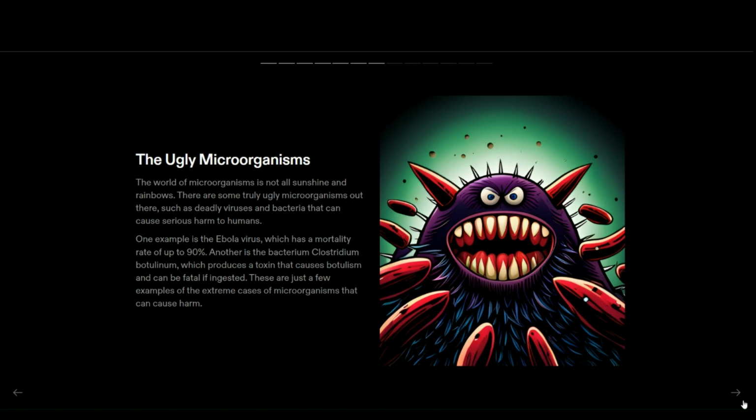There are some truly ugly microorganisms out there, such as deadly viruses and bacteria that can cause serious harm to humans. One example is the Ebola virus, which originated from Africa and has a mortality rate of up to 90 percent, and Clostridium botulinum, which produces a toxin that causes botulism and can be fatal if ingested.